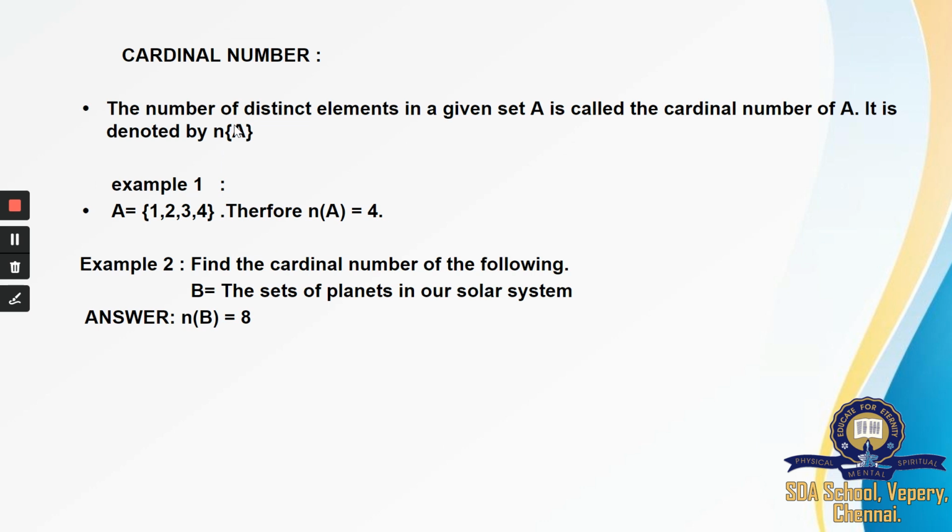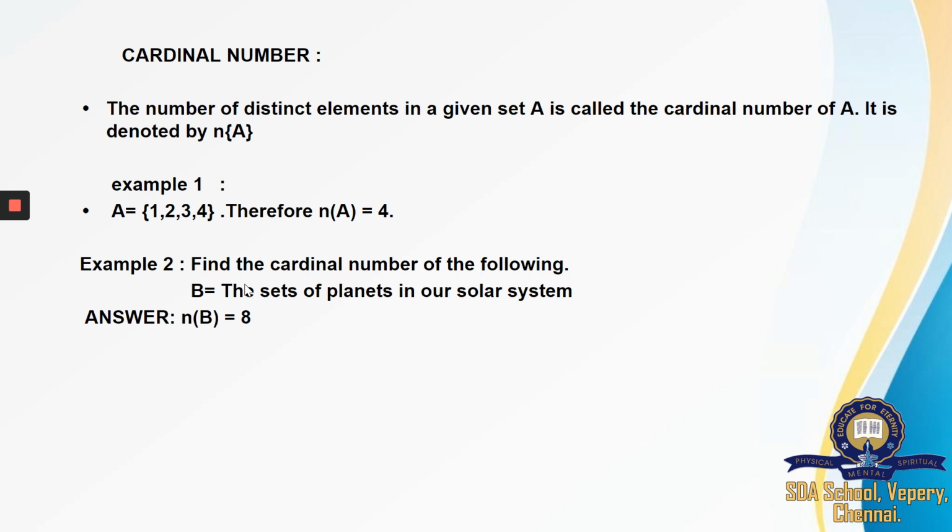So, as we discussed in the previous slide about cardinal numbers, the cardinal number is the number of distinct elements in a set. Distinct means the elements should not be repeated. So, what is a cardinal number? The cardinal number is represented as n(A). So, example 1: let us say A is a set which consists of 4 elements 1, 2, 3, 4. Right? So, therefore, n(A) is 4.